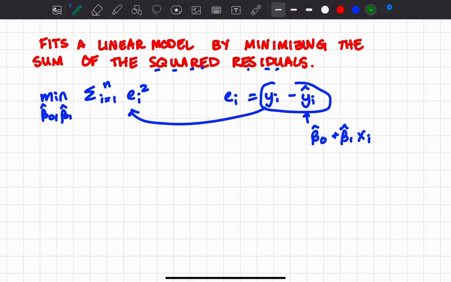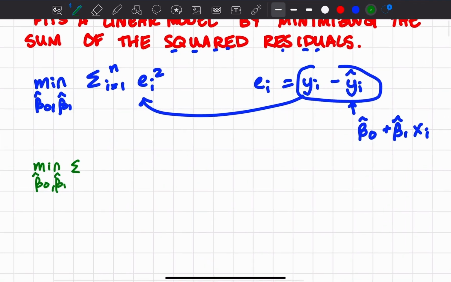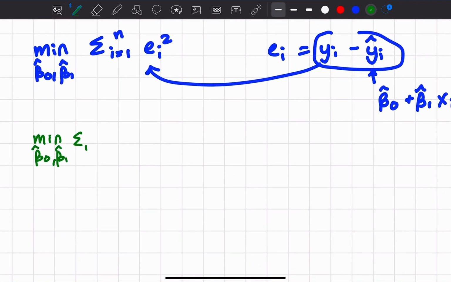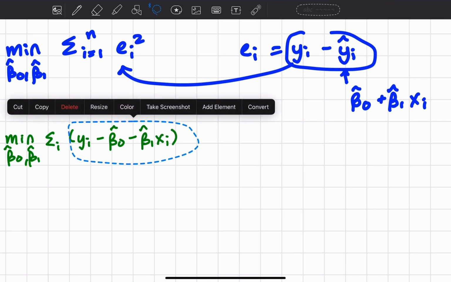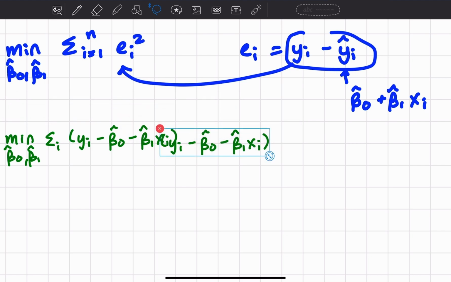All right, so here we go. I'm gonna say min over beta naught hat, beta 1 hat, sum of e_i squared. I'll say y_i minus, instead of y_i hat, I'll say beta naught hat minus beta 1 hat x_i. And we're going to square that, so I'll just write it twice.